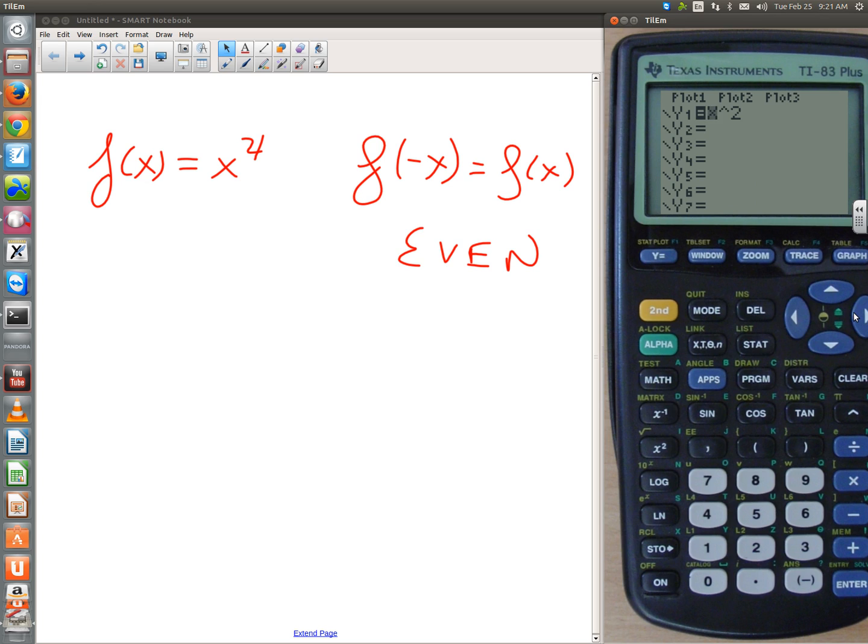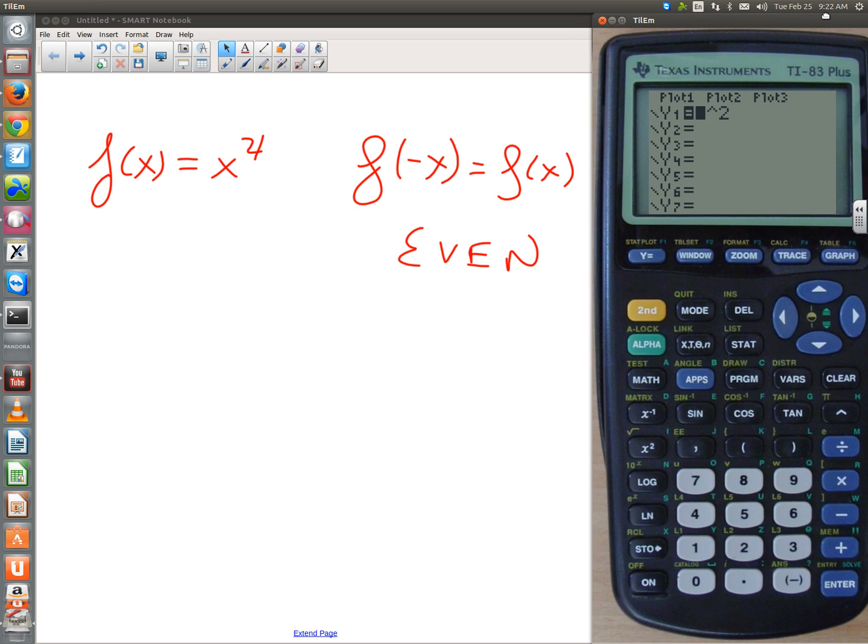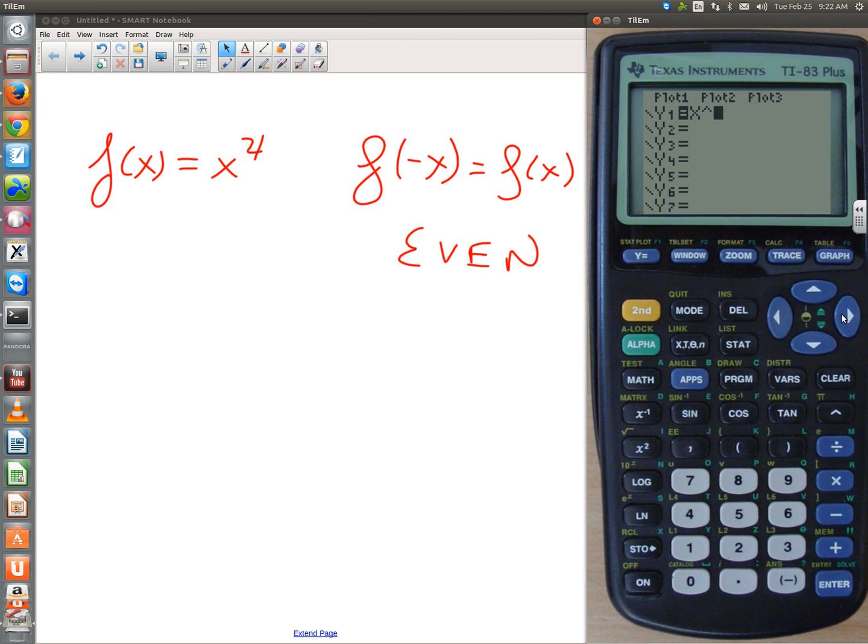Why is this not moving? There you go. X to the fourth, regraph. I didn't change it. Why is this getting stuck like this? There you go.